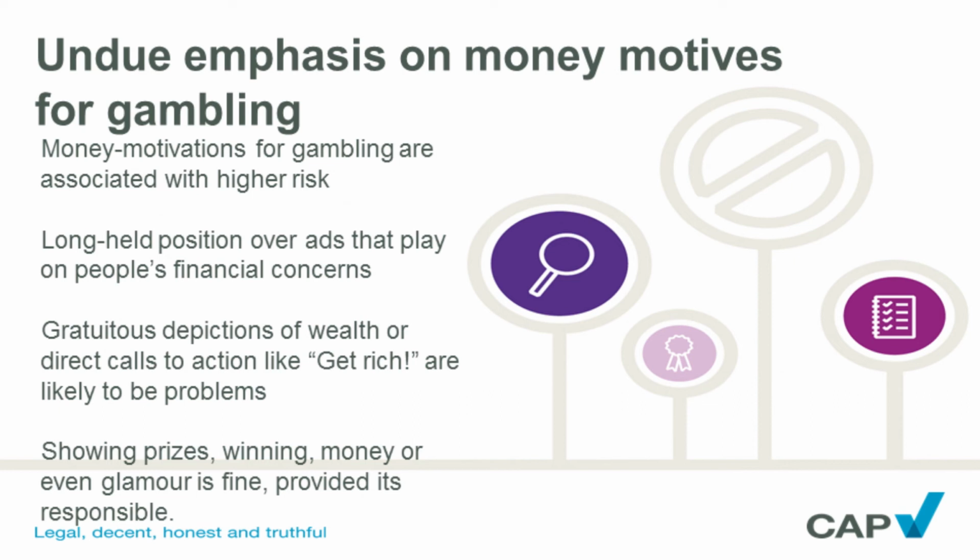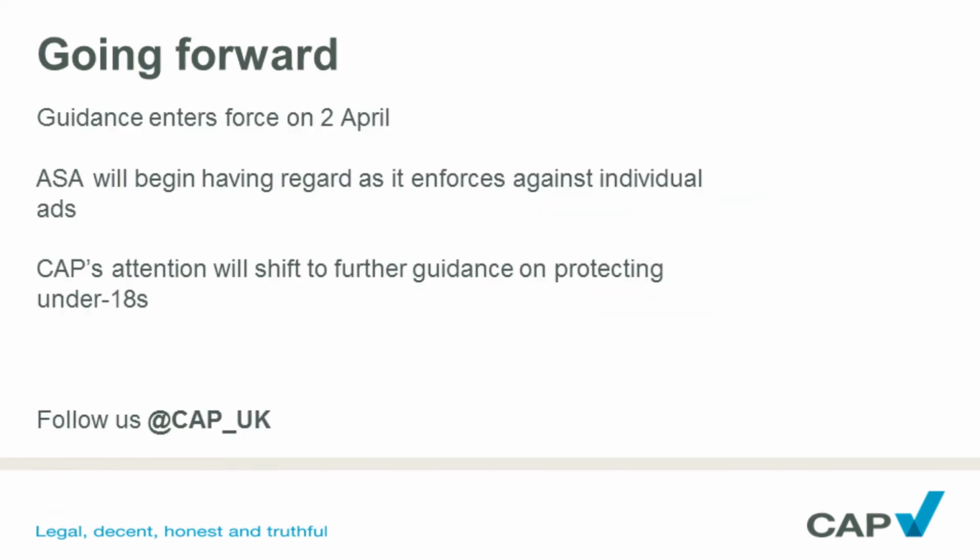How is CAP going to follow up on this guidance? Well, it comes into force on the 2nd of April, as I noted at the start, and that's the point at which the ASA will start looking at the guidance when it starts looking at complaints that it receives from that date forward. So it's vitally important that this is something that marketers are having regard to now when preparing campaigns and ensuring that those ads are in line.